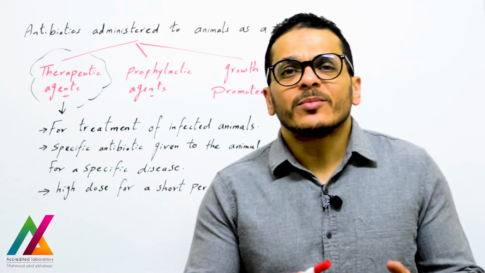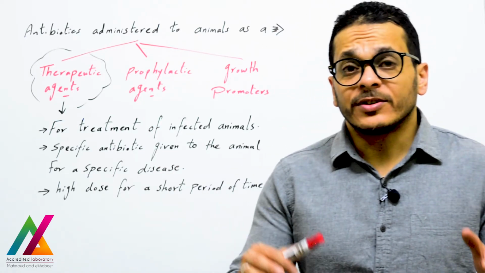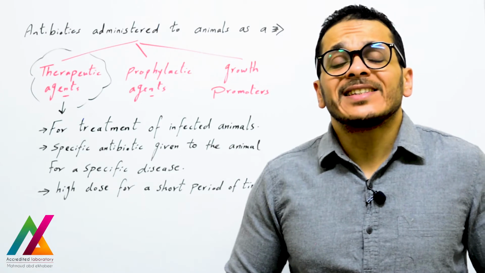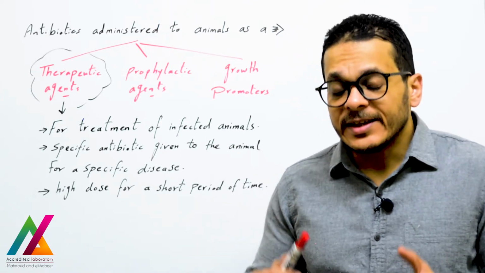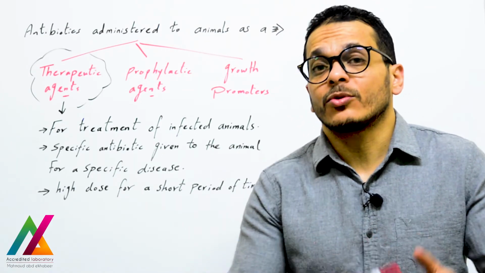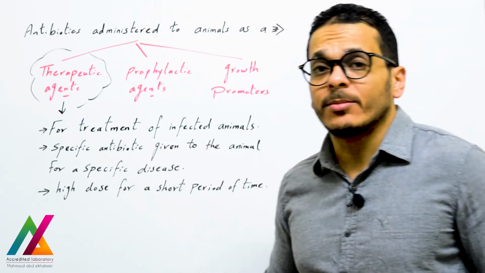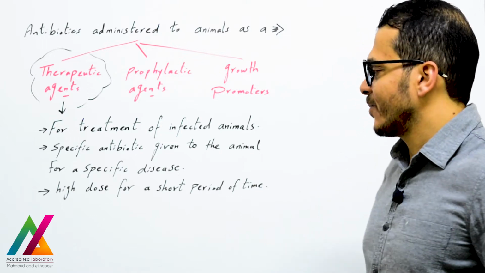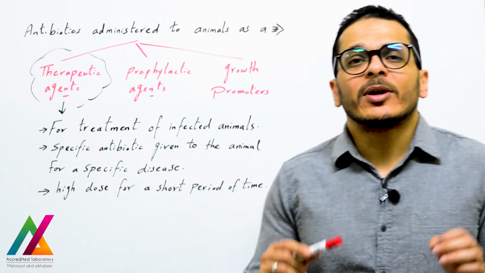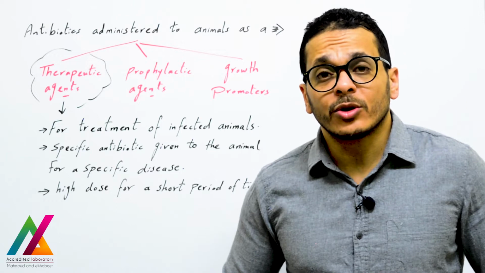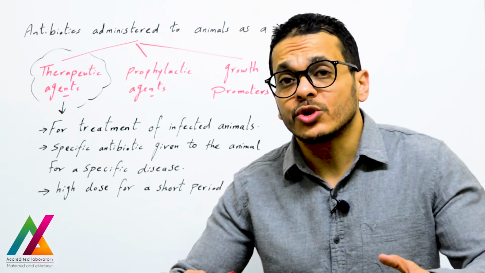Therapeutic agents are for treatment of infected animals, where veterinarians specify a disease of the animal and they give the animal a specific antibiotic for this disease. So, a specific antibiotic will be given to the animal for a specific disease. And in this case, the animal will receive a course of antibiotic which involves a high dose for a short period of time.